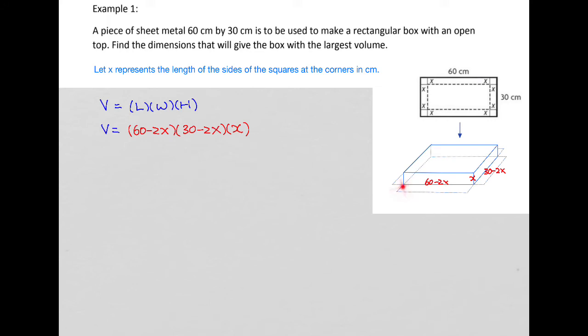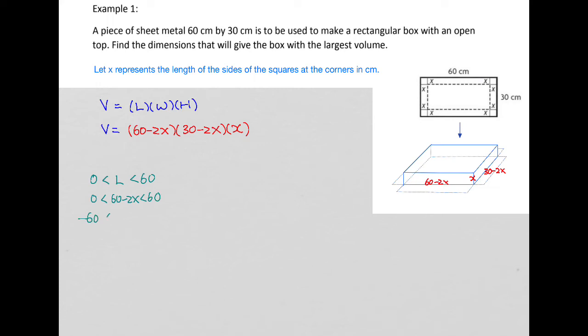Length can never be smaller than 0 or greater than 60. The width can never be greater than 30 and smaller than 0. The height must be greater than 0. Now let's write it down. 0 less than L less than 60. And we know length is 60 minus 2x.